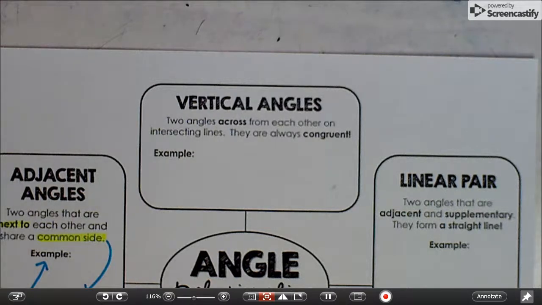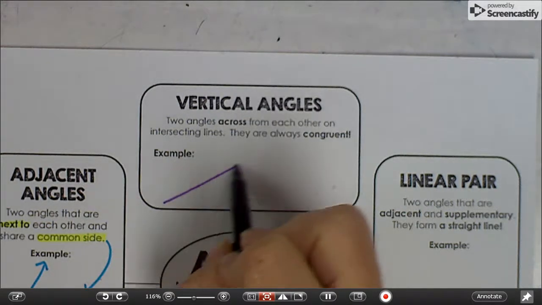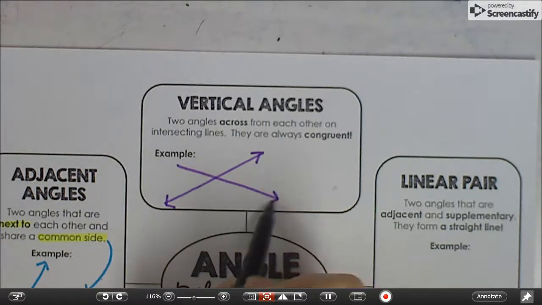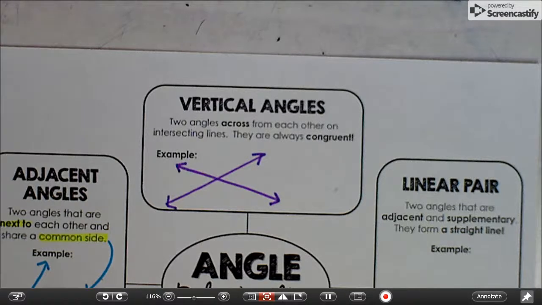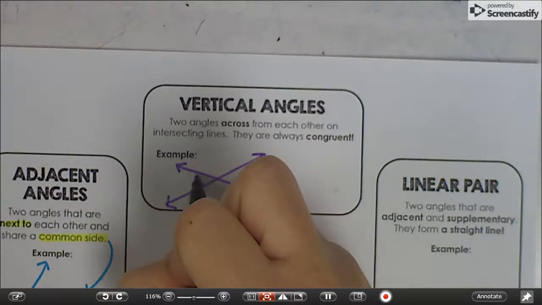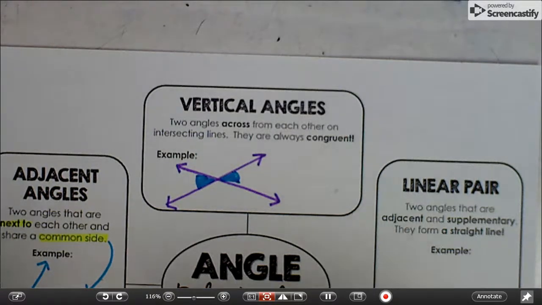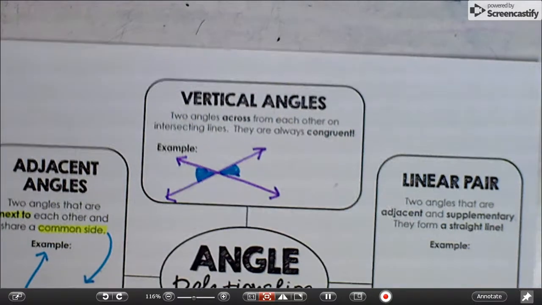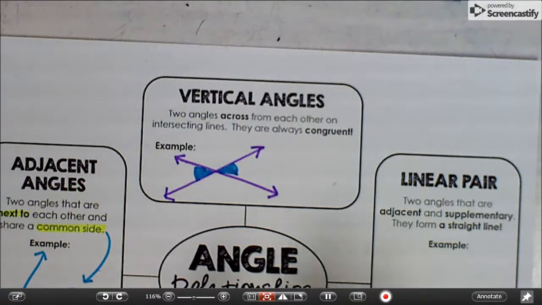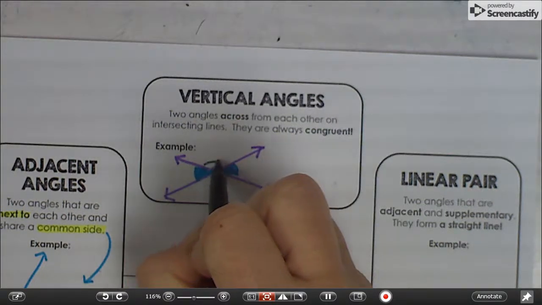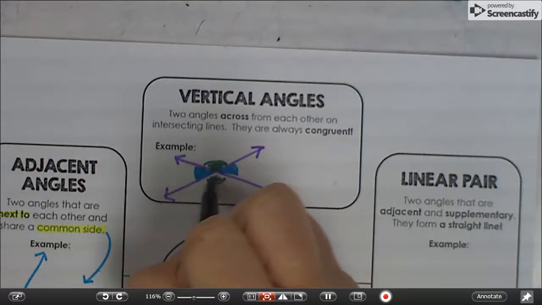Then we have vertical angles. Vertical angles are two angles that are across from each other on intersecting lines. So there's two lines that are intersecting, and these angles here would be vertical angles. They are across from each other. They look like, to me, they're kissing like that. They also are these two. Oops, I should have probably drawn this before. They're also this one and that one, the green ones.